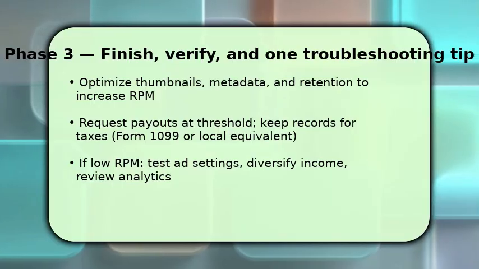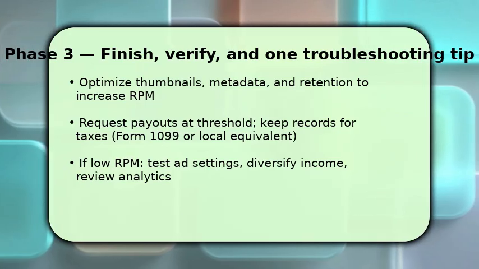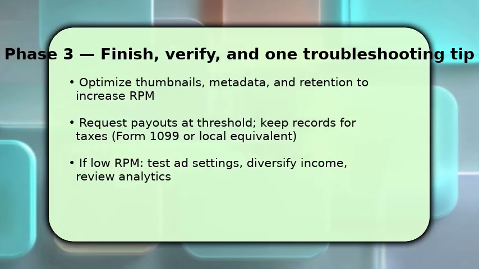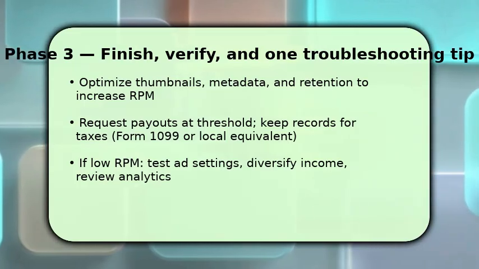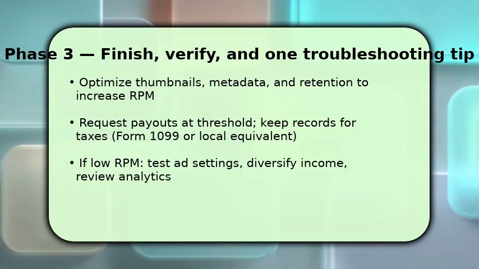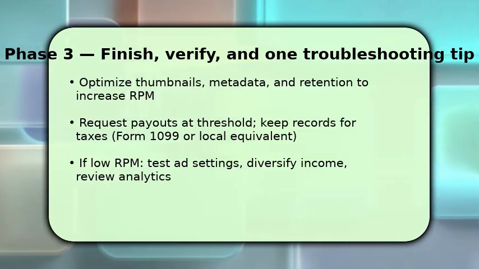You finish by optimizing and collecting payouts. Adjust thumbnails, metadata, and video length to boost retention, since higher retention raises ad value and RPM. Once your balance reaches Rumble's threshold, request payout and record earnings for taxes. Use Form 1099 or your local equivalent if applicable.